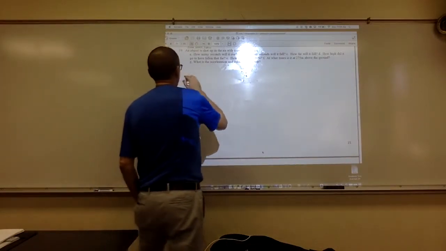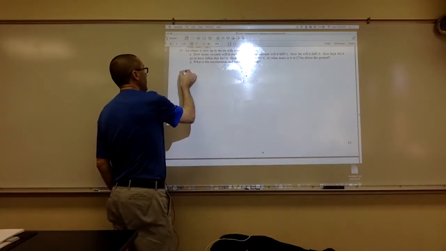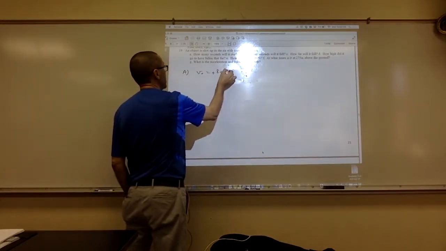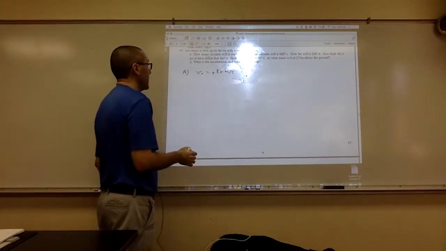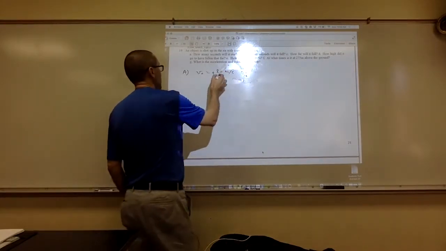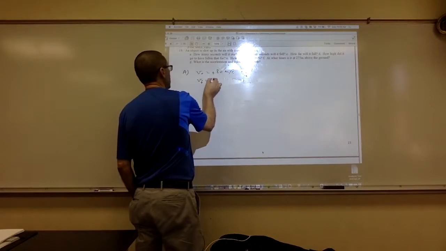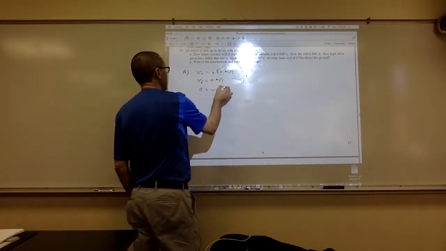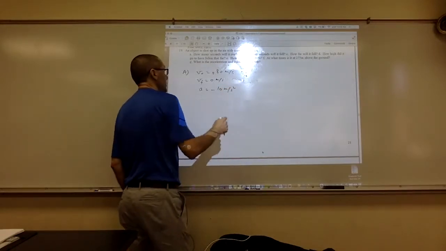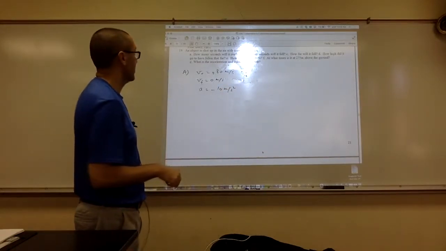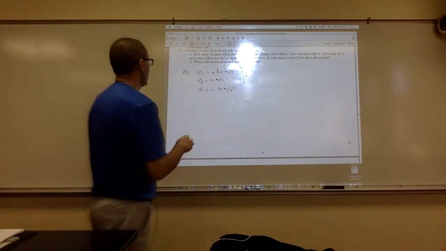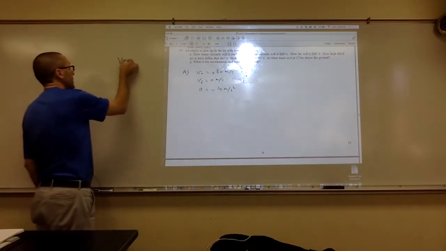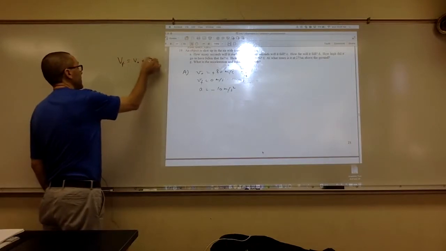So for part A, the initial velocity is positive 80. So we're going to look at up as positive. The final velocity is 0. That's the highest point. The acceleration is negative 10 meters per second squared. Gravity is always bringing it down in the negative direction. And find the time. Let me just write the equations here first. Vf is Vo plus at.